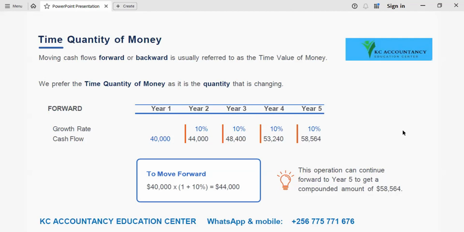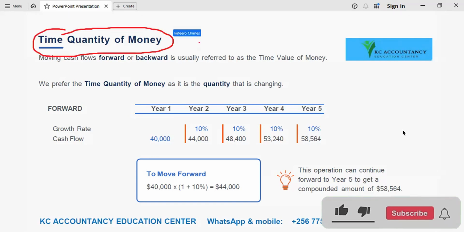Hello viewers, welcome back. We are now looking at the time quantity of money. That's what we are focusing on for now.